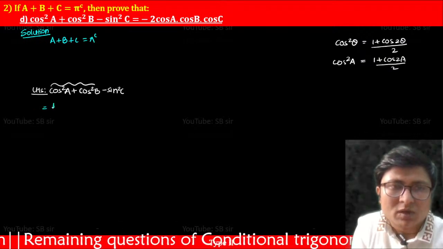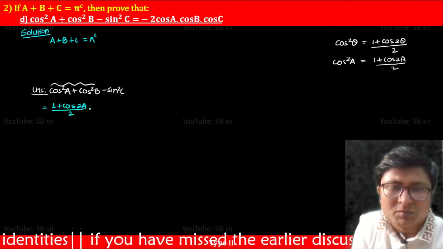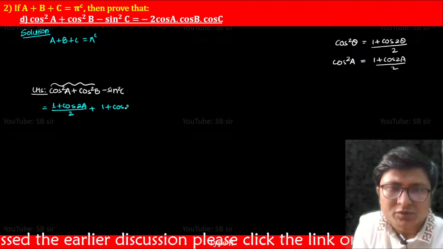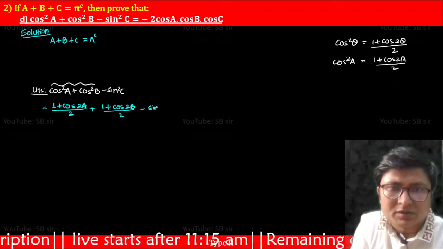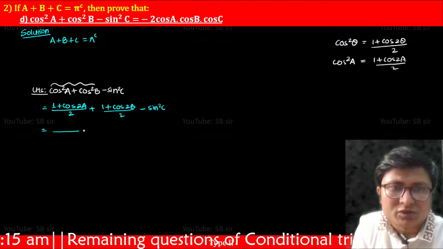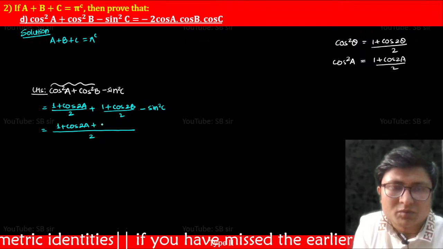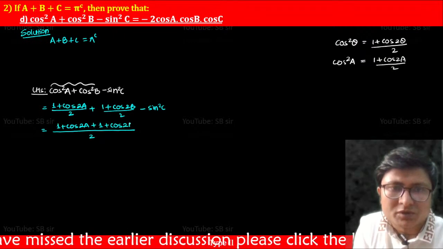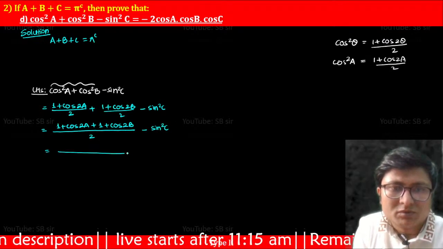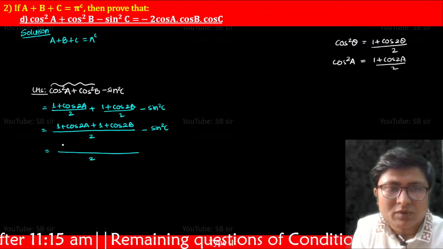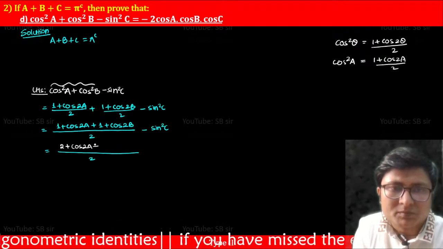So cos square A will be 1 plus cos 2A whole upon 2, plus cos square B, which is 1 plus cos 2B whole upon 2. Wait on the last one: minus sin square C. Take the LCM, it is 2: 1 plus cos 2A plus 1 plus cos 2B, minus sin square C. So this will be equal to all upon 2, 1 plus 1 is 2, plus cos 2A plus cos 2B.